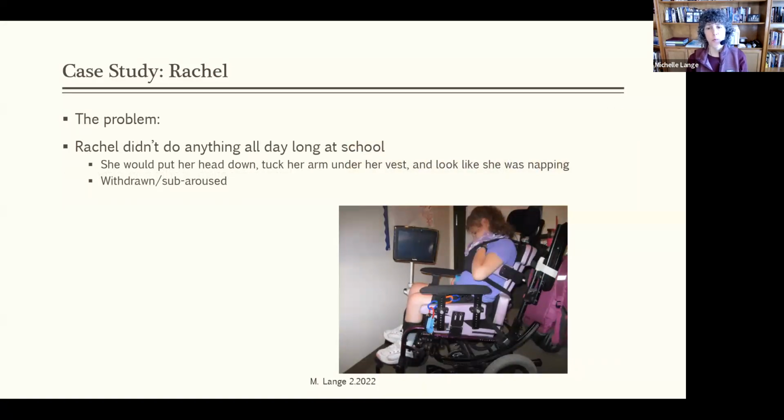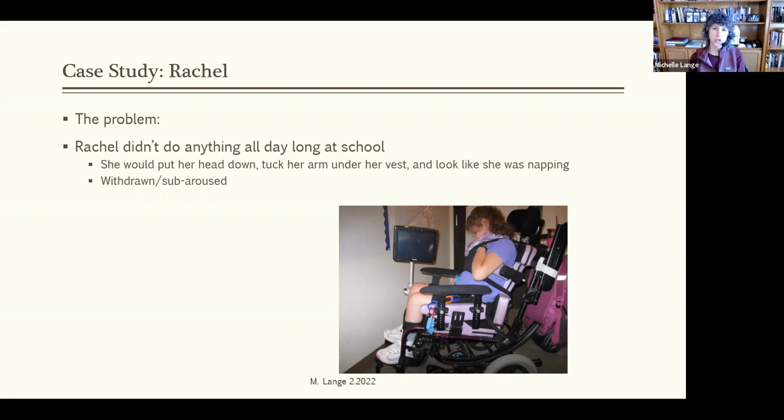So here was the problem when we first met Rachel. Rachel didn't do anything all day long at school. She would put her head down, tuck her arm under her vest, and look like she was napping. She probably wasn't napping. She might have been dozing a little bit during the day, but she was very withdrawn and sub-aroused. And this does happen to some of our clients.